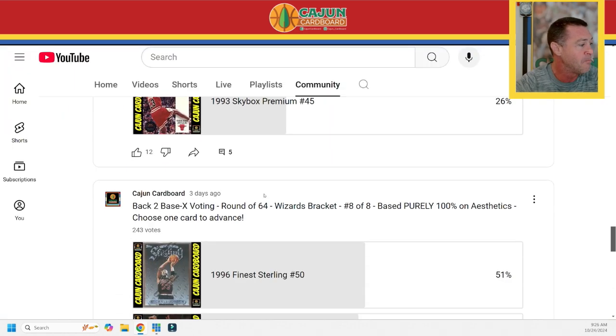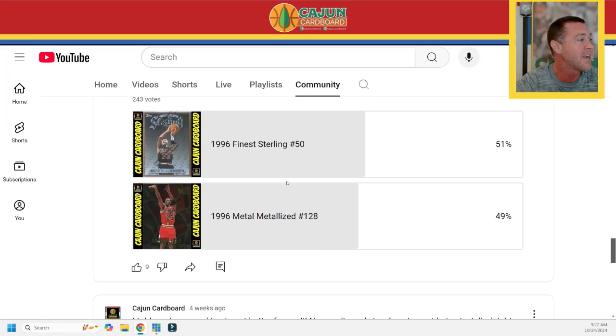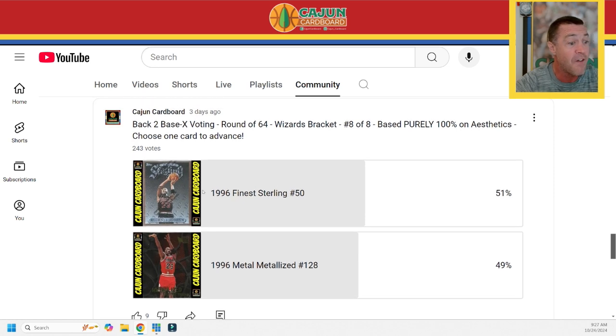And then the next and final matchup that we have is this Finest Sterling versus Metallized. And was this a nail? This is probably a 2 or 3 vote difference here. You're talking about the '96 Sterling versus the 1996 Metallized number 128. Again, the Metallized is a subset.